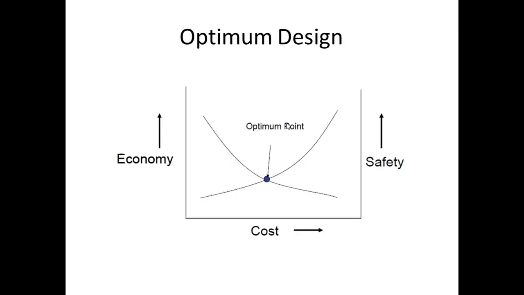So next, the major thing of the construction is that the economy of the structure is important. Next, the safety of the structure is important, and the cost. The combination of the economy, the cost, and the safety is called the optimum point. In the optimum design, how much material we are going to use, what will be the cost of the building, and what will be the safety of the structure, all of these come into the optimum design.